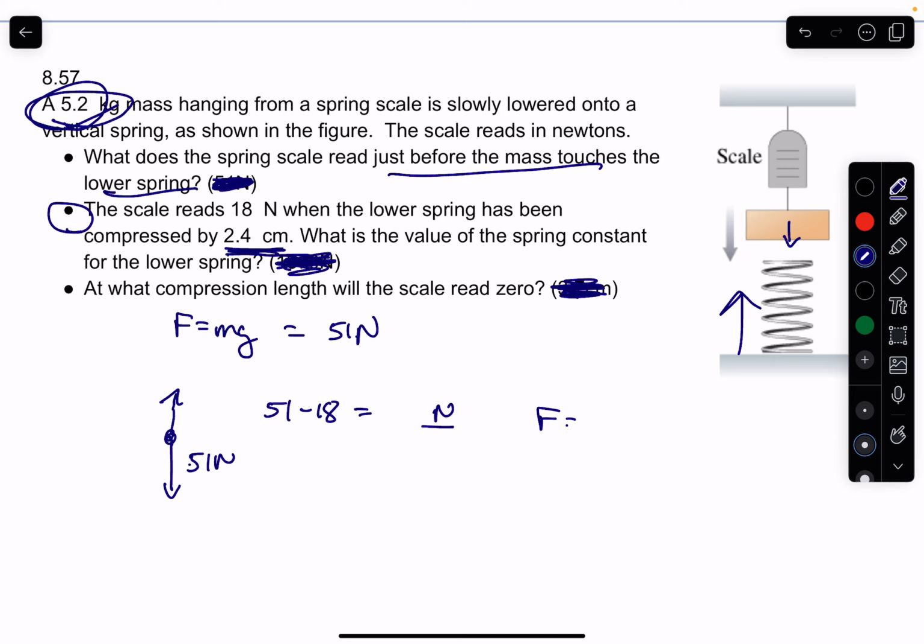And then you just do F equals k delta x. So this number is your force. The delta x was given. It was compressed by 2.4 centimeters, and you can solve for k.